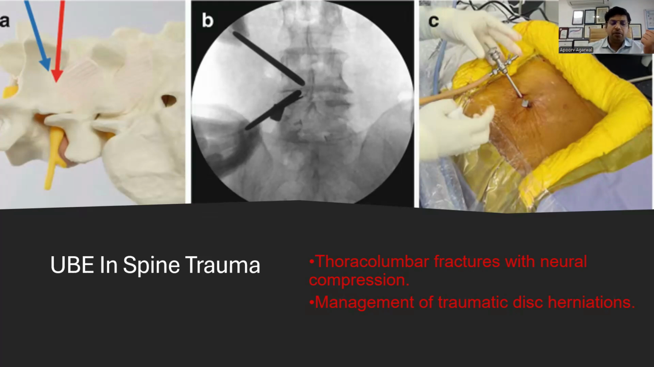Now we have come to endoscopic spine surgery as well. You might have heard about this. Now the fixation is done by the screws percutaneously without opening up, and then we use the endoscope to decompress the compression which is happening because of some bony compression or some disc which might be impinging upon a nerve. This endoscopic spine surgery can be used in cases of trauma as well.